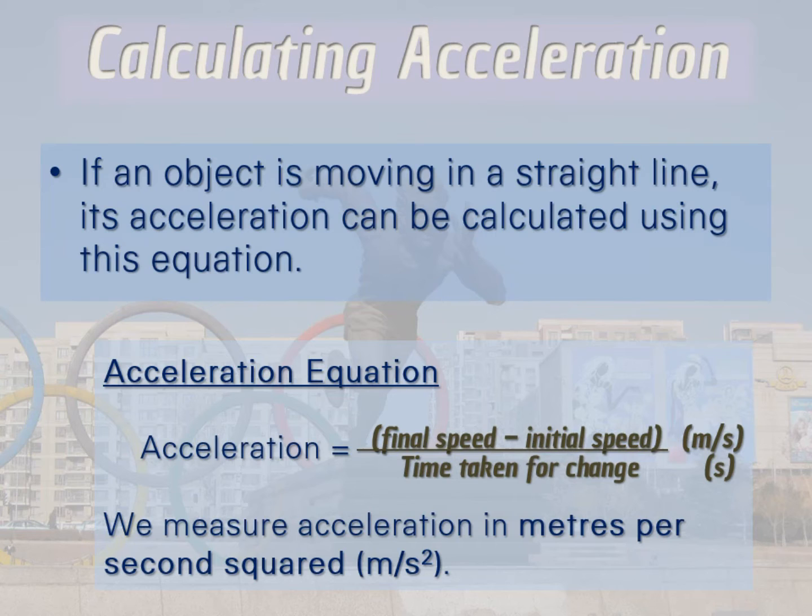And you can see that a speed minus a speed gives us a change in speed, and that change is also measured in meters per second. And on the bottom of the equation, the time taken for the change is a time in seconds. So what we end up with is meters per second divided by seconds. Effectively, we're dividing by seconds twice. And so what we end up with as our units of acceleration is meters per second squared.